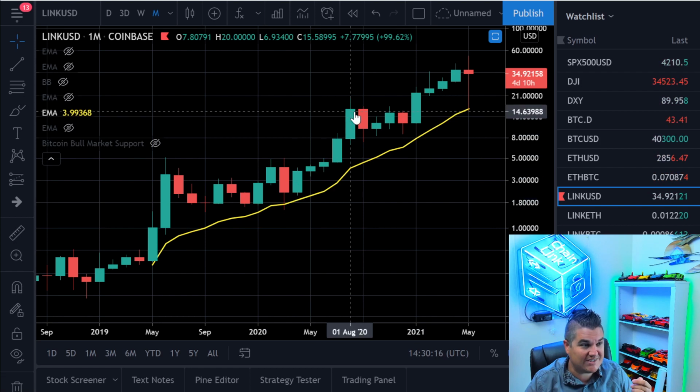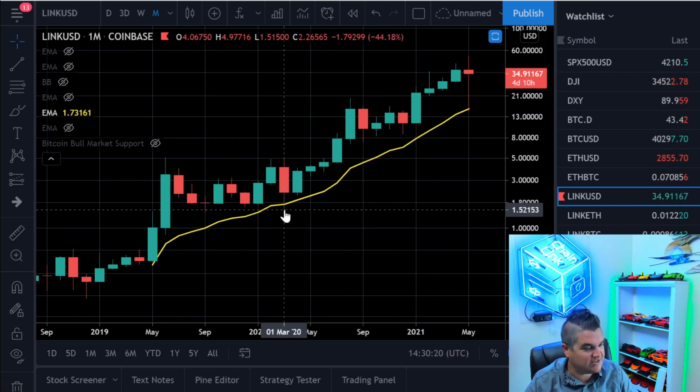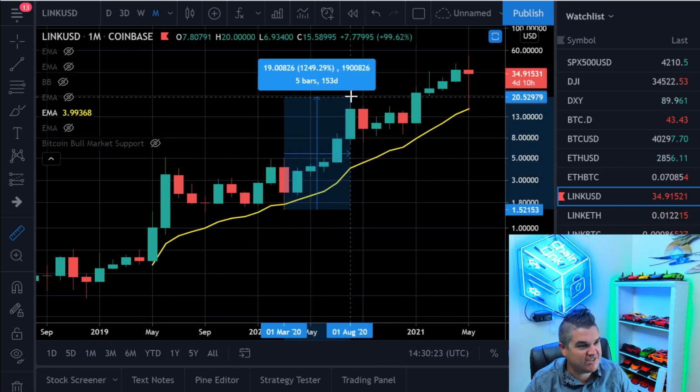What kind of move was this? I'm glad you asked. Let's take a measured move from the bottom to the top. 1,300%. Are you kidding me? 153 days. That's about 5 months. March 1st, August 1st. 1,300%. It went from $1.50 to 21.